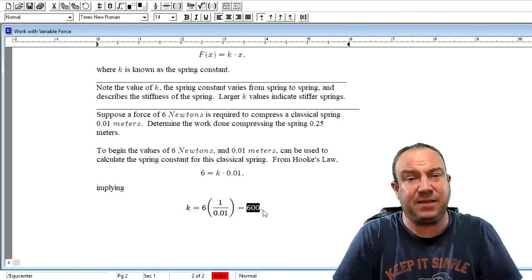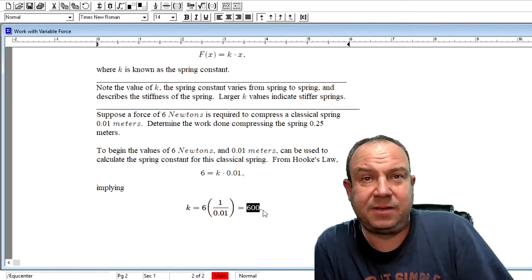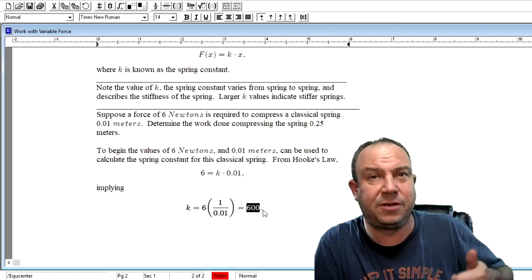What does that tell us? We have a pretty stiff spring. That k is pretty large in value.